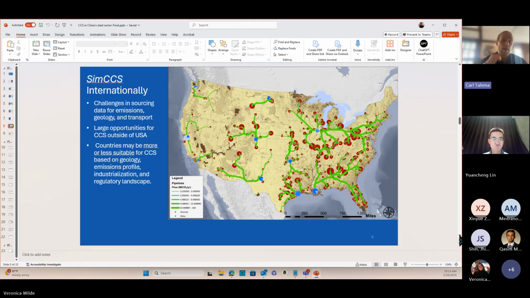But we know there's a lot of opportunity for CCS projects outside the US, depending on a lot of things. Other countries have different emissions profiles. They might be a lot more carbon intensive than the US is. And CCS could be a lot more viable in other countries, depending on those emission profiles, the regulatory state, a lot of things. There's a lot of opportunity for CCS in other countries.